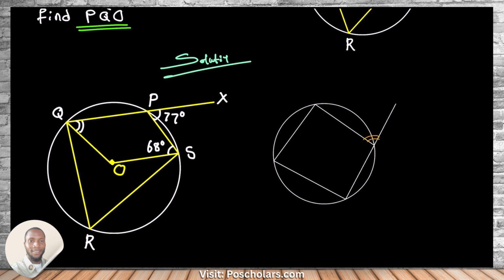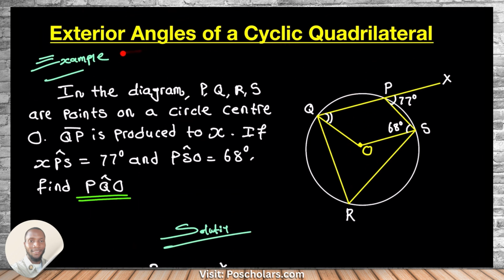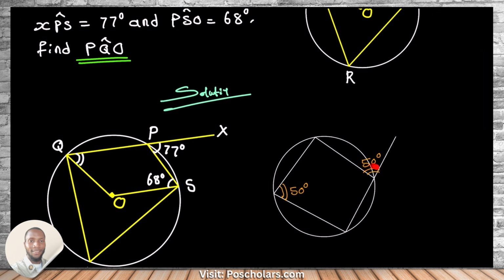Now the theorem is saying the exterior angle of the quadrilateral is equal to the opposite interior angle, which is this, right? Good. So the theorem is saying if this is 50 degrees, automatically this angle will also be 50 degrees. So that's basically what this theorem is talking about, that the exterior angle of a cyclic quadrilateral is equal to the opposite interior angle. With this information, let's solve this.